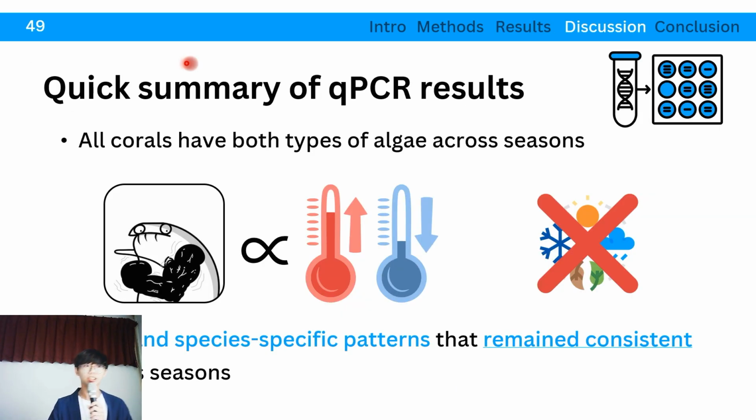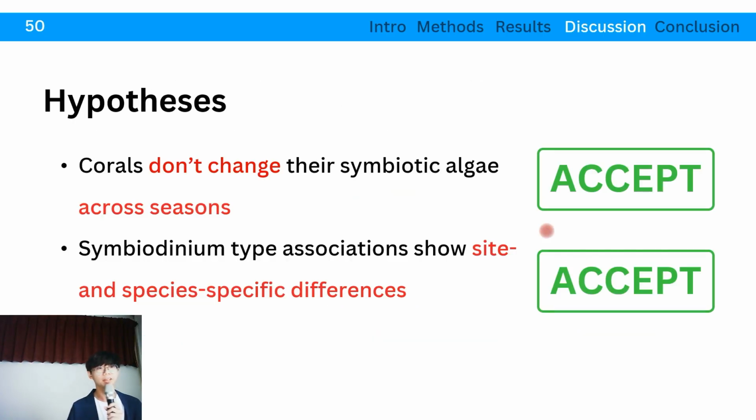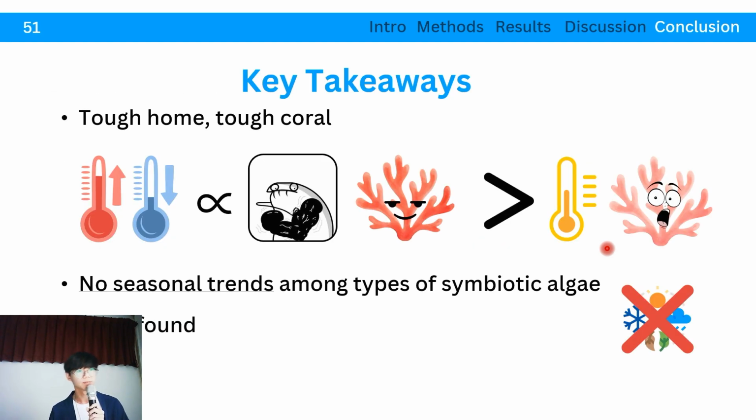Our qPCR results show that all corals host both types of symbiotic algae, but Durusdinium seems to stick to the thermally variable reef, and we didn't find seasonal patterns. So we can say that the site- and species-specific patterns remain consistent across seasons. For our two hypotheses, we accept both: corals don't change their symbiotic algae across seasons, and it relates to their reef site and species.